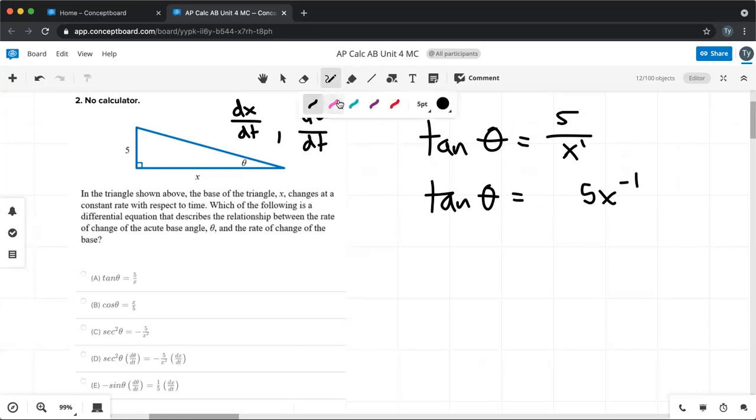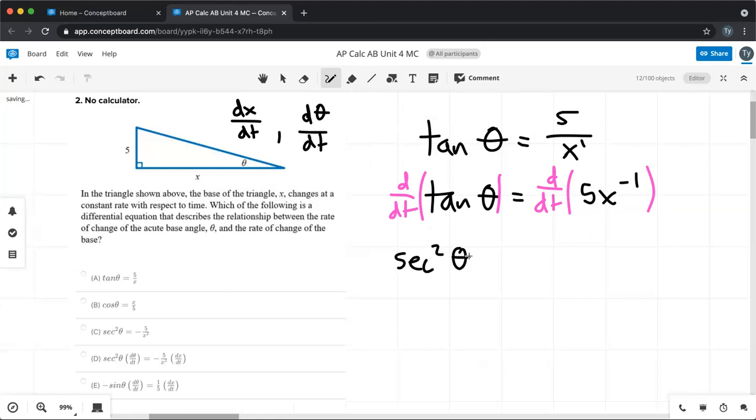And as mentioned, I'm going to take the derivative with respect to time of both these things. I can do this because it's doing the same thing to both sides. We don't violate any algebra laws. So when I take the derivative with respect to time of tangent theta, the derivative of tangent is secant squared theta. But we don't have t here. We have theta, so we need to use chain rule. And the derivative of theta with respect to time, well, that's d theta dt.